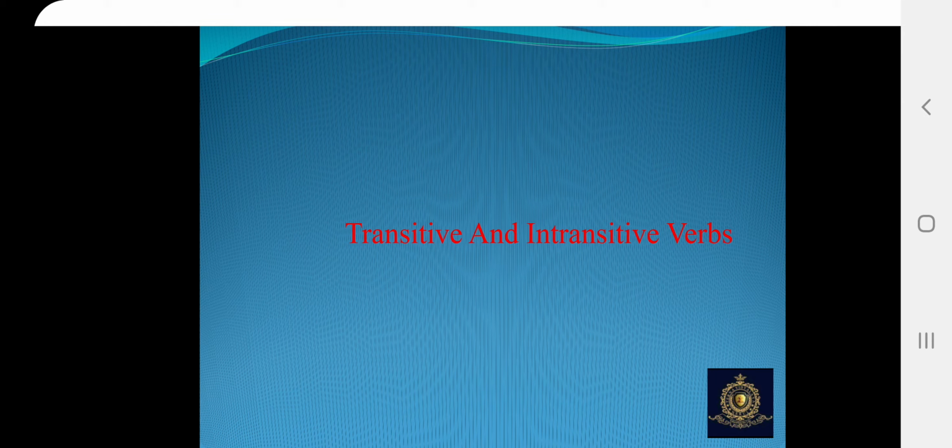Today we are going to discuss a new topic of English grammar, transitive and intransitive verbs. But before we start, we must know what verbs are. Verbs are a very important part of English grammar, children.